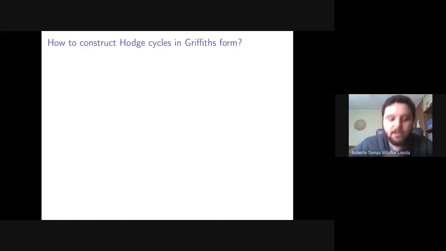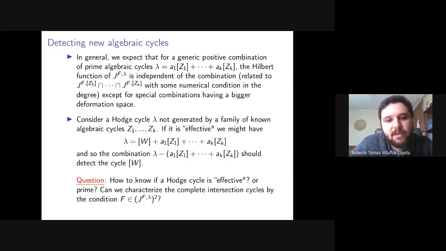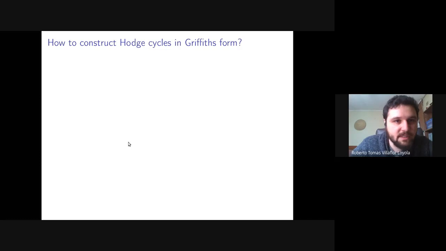So well, now I have given to you most of the ideas that I've been thinking about. So what's next? I have explained to you that whenever I have constructed a Hodge cycle in its Griffiths form, I can try to use all this machinery to try to find new algebraic cycles explicitly. But I haven't told you how I can produce this lambda, or the Griffiths form of a Hodge cycle lambda. So this is the next step.